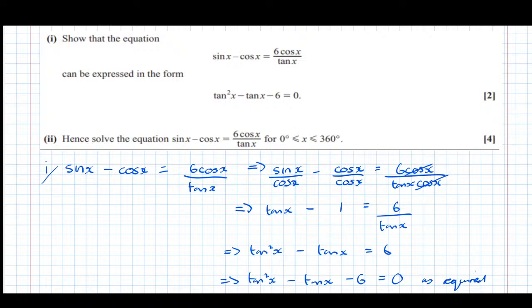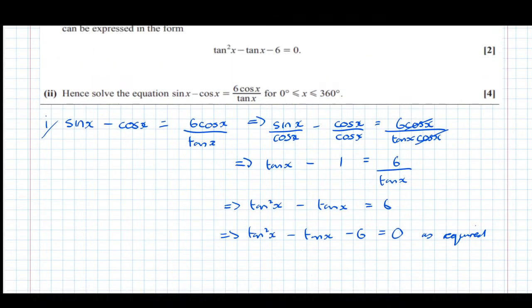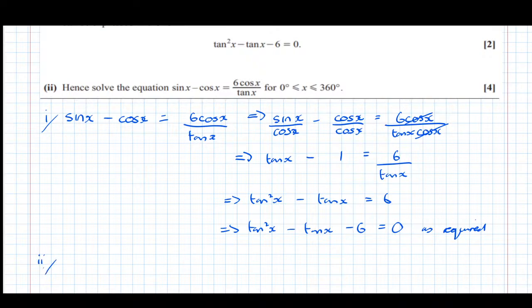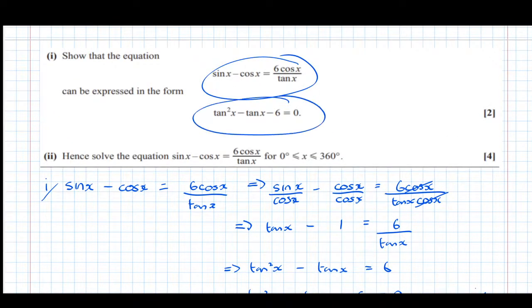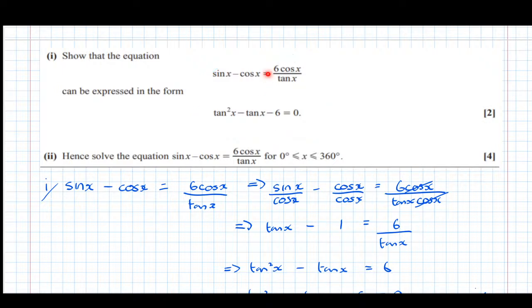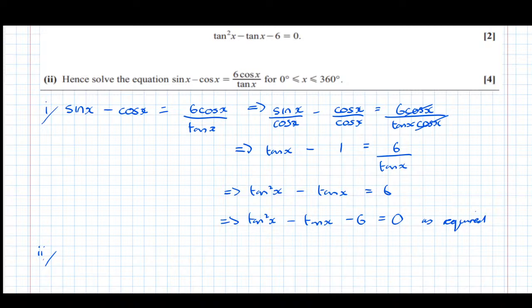But even if you couldn't do part 1, which for 2 marks is a bit stingy to be honest, part 2 is now doable, because it's given you the equation can be expressed in this form, so you can just use part 1 even if you didn't manage to prove it. Just use part 1 and solve that to get 4 marks. That can't be bad. So instead of writing this monstrosity here, tan squared x minus tan x minus 6 equals 0, try and solve that.